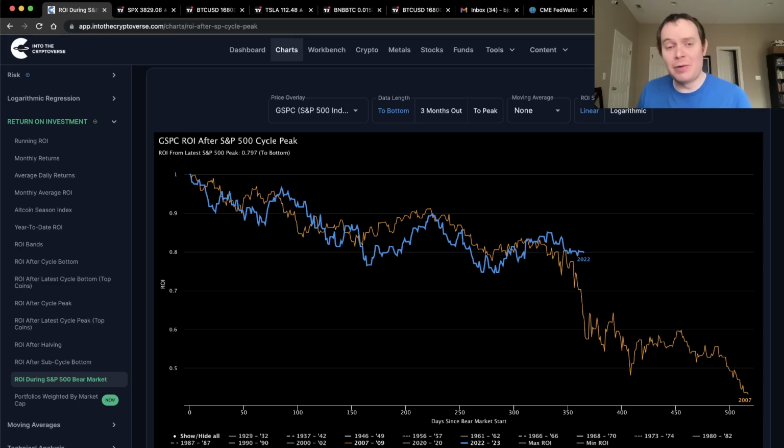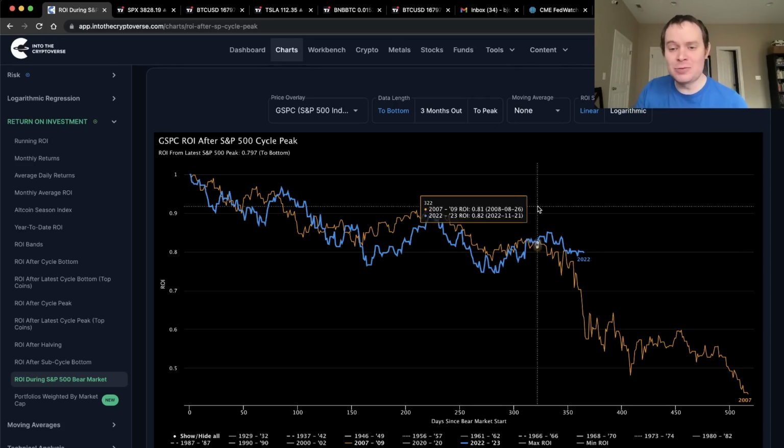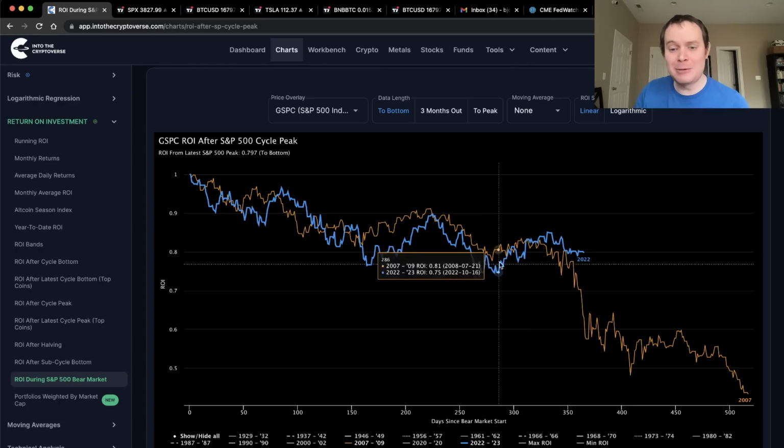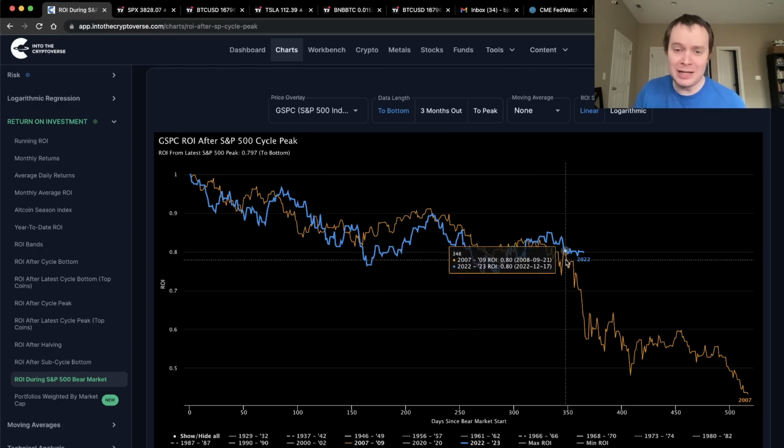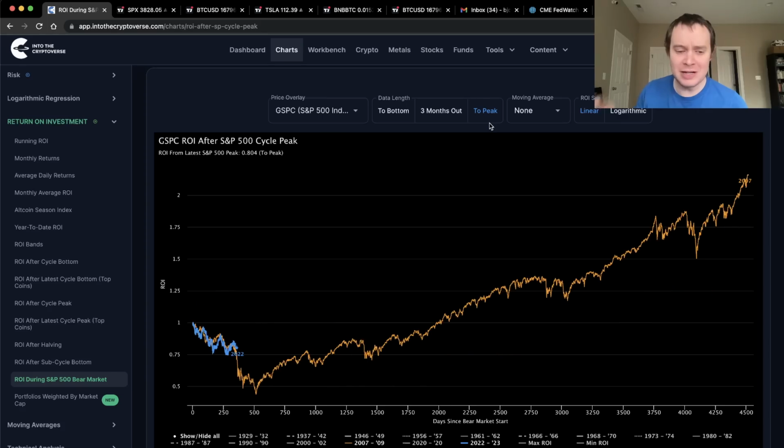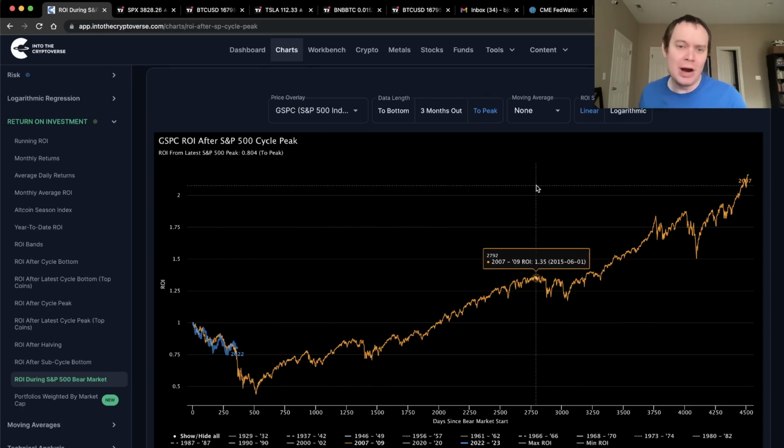Oftentimes, I've said I would actually prefer to just rip the Band-Aid off rather than have a slow bleed for a couple of years. If you think about what happened during the financial crisis, while it would have been quite brutal for investors of that time, especially the ones that just kept buying the dip all the way down, if you take it out till the next peak, it sort of makes this whole area over here somewhat irrelevant, right?